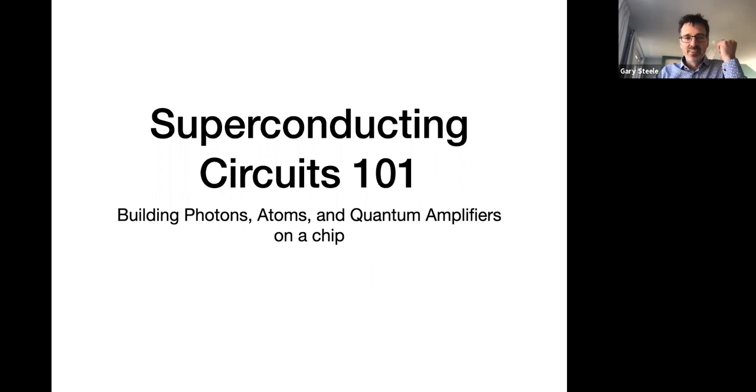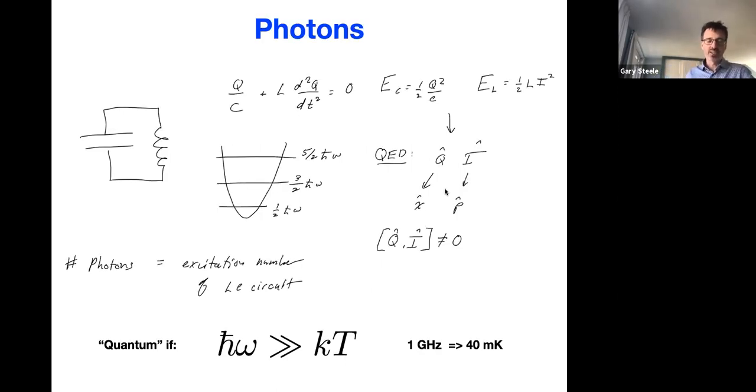So the first one is photons. I'll start with photons. Photons for us are actually pretty easy to make. Photons to people like me in circuit QED are basically LC circuits. So if I draw an inductor and a capacitor, and I can make these on my chip, then the equations of motion that describe that are a second order differential equation, just like a mass on a spring. There's going to be energy stored in the capacitor, like the potential energy of the mass on the spring, and like the kinetic energy, there's going to be energy stored in the inductor. Now, because of quantum electrodynamics, I am basically allowed to replace this Q and this I with operators.